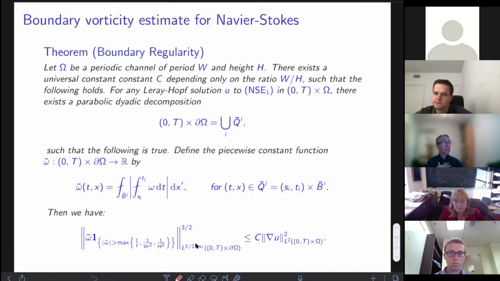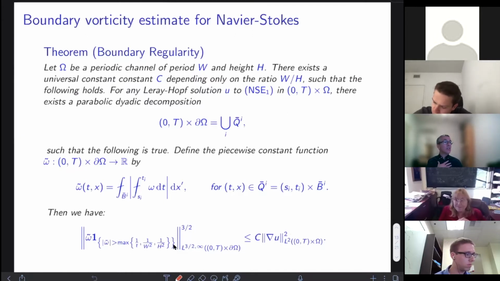And this is a feature of all those results that we have. So this is what you would get if you were using the, what's the name, the Chebyshev estimate, right? So this means the measure of the set where the function is bigger, etc. And it's very important too, because we want to rescale it, that this norm to the power 3 over 2 is controlled by the gradient u squared, right?